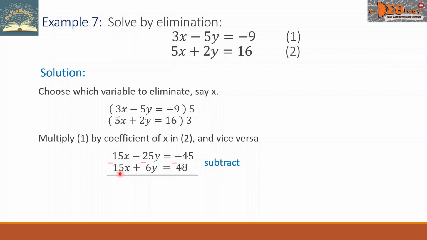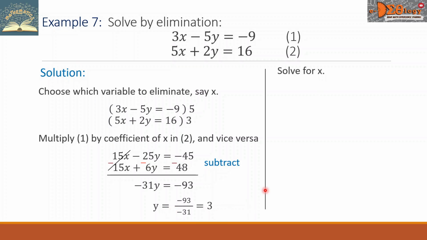Then we proceed to addition. 15x plus negative 15x is 0. Then negative 25y plus negative 6y, we have negative 31y equals negative 45 plus negative 48. That is negative 93. We divide this equation by negative 31, so we write negative 93 over negative 31, and this is equal to positive 3. This is the value of y.